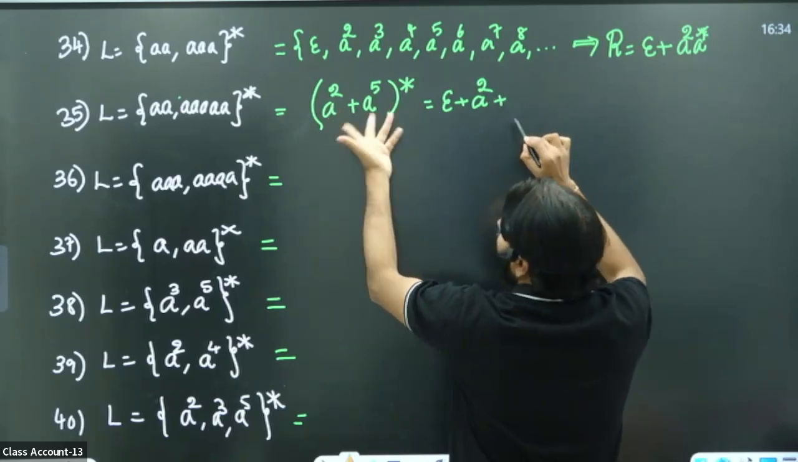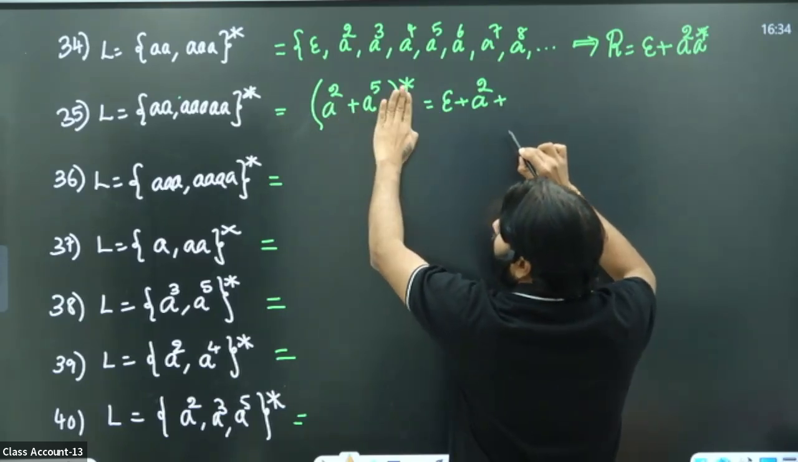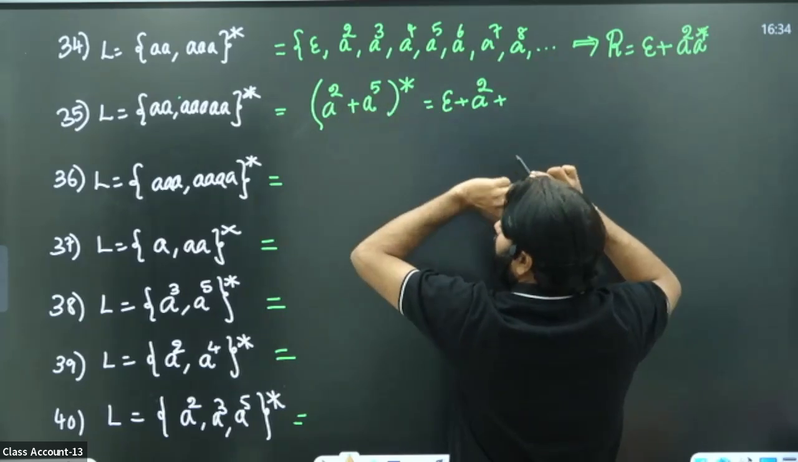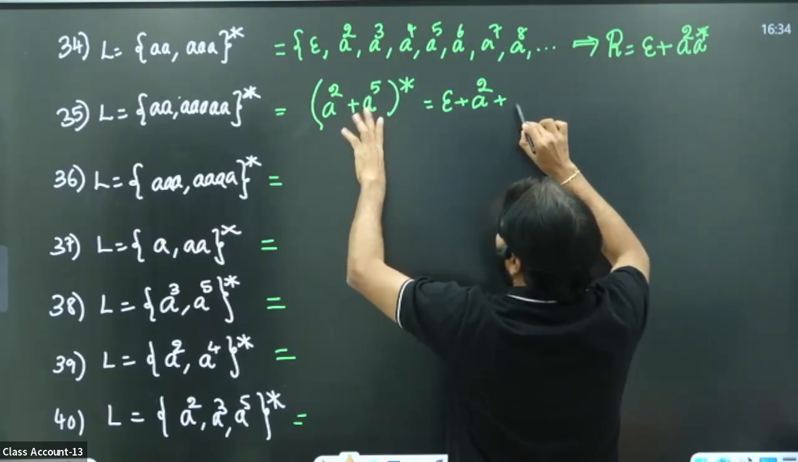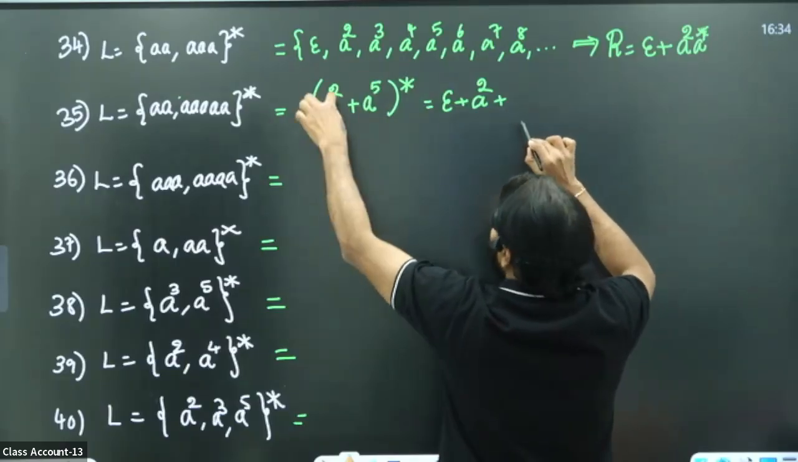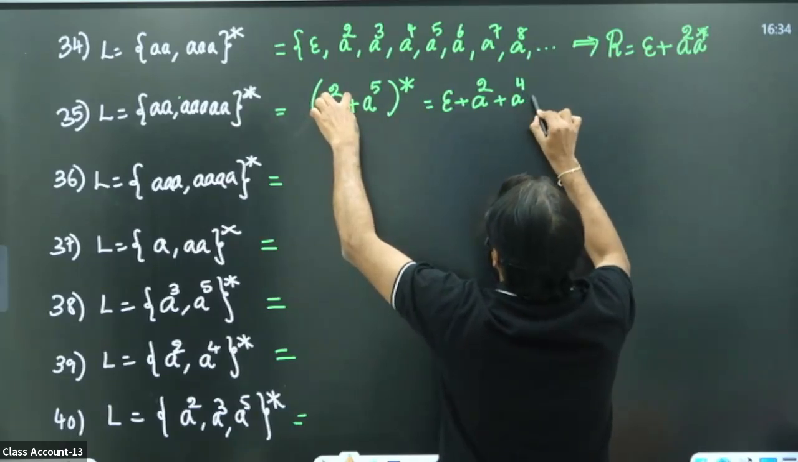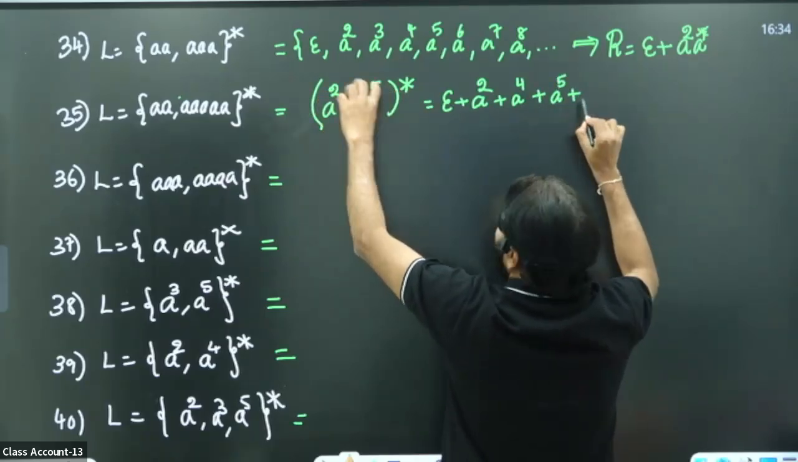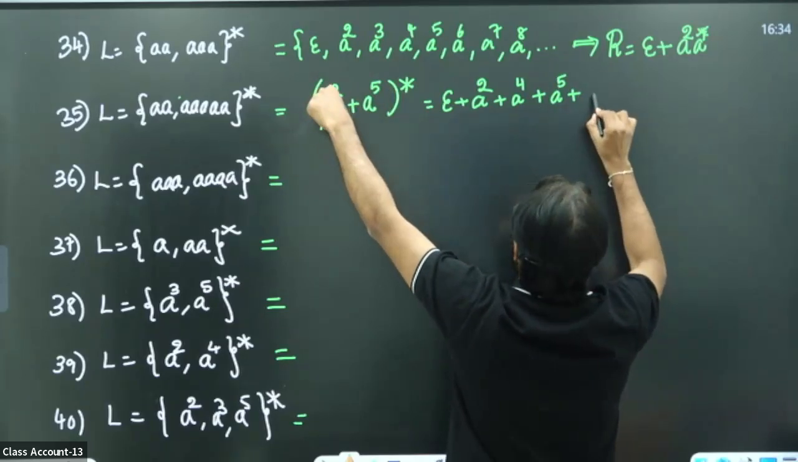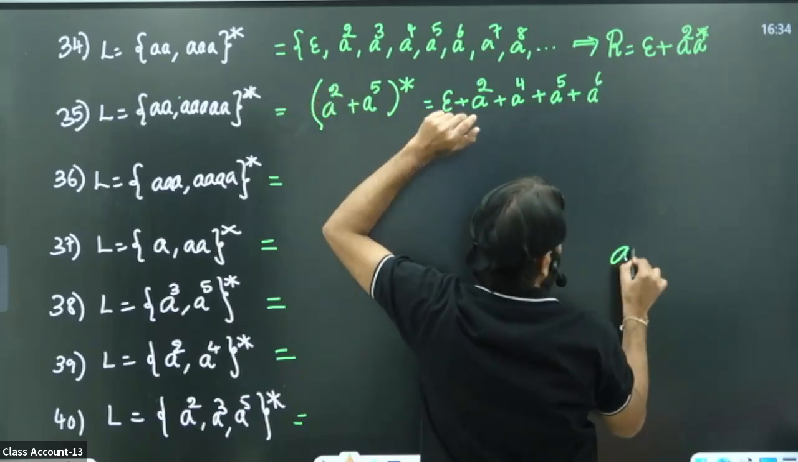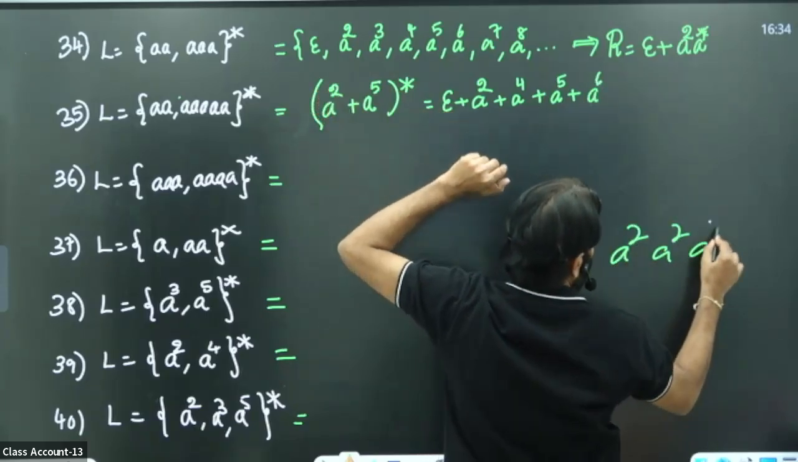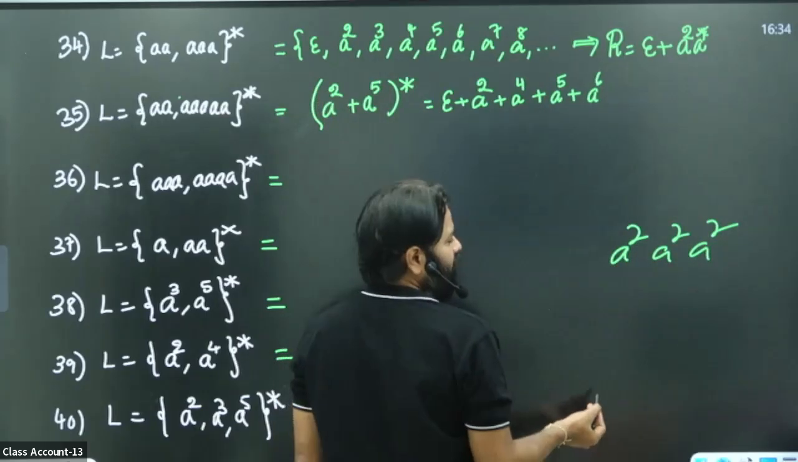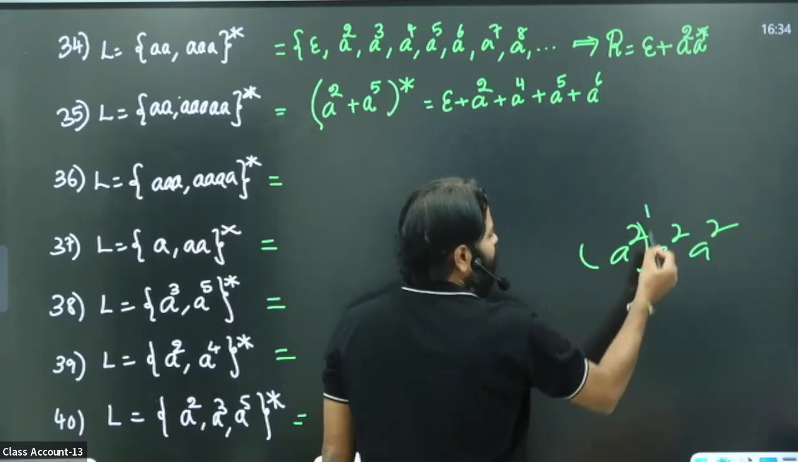A power 3 not possible. Either a power 2 or a power 5, that you can repeat any number of times. A power 4, a power 2 you can take twice, you will get a power 4. And a power 5 is there. A power 6, this 2 you can take 3 times, so that you will get a power 6, like a power 2, a power 2, a power 2. Because every time you have a choice, you can take a power 2 in each power, right?